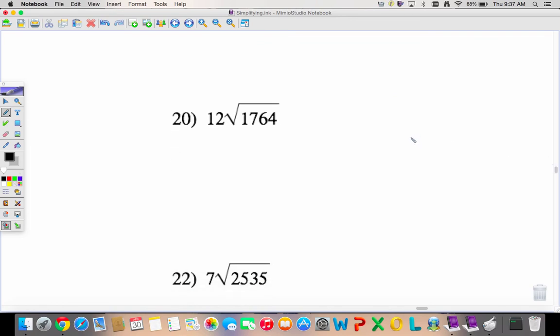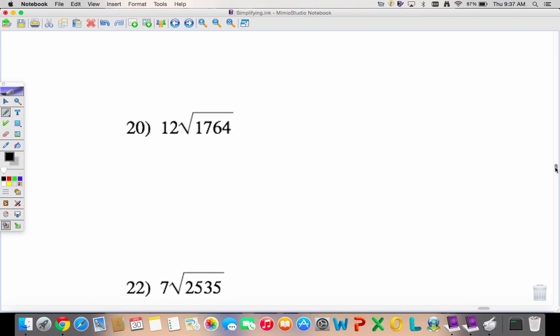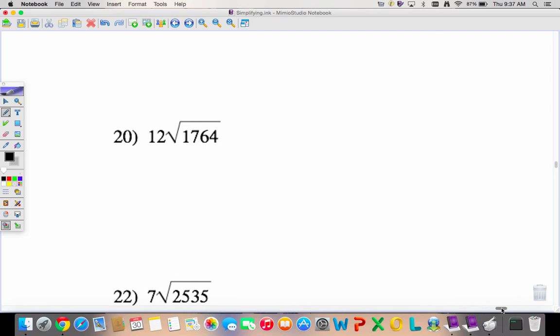Alright, and the last one on this page I'll do is number 20. Okay, so we have the square root of 1,764, and we're going to do 12 times that. So let's start with this big number, and y'all can thank me for being nice and doing this really big number, because it can take up quite some space. So let me get ready for that.